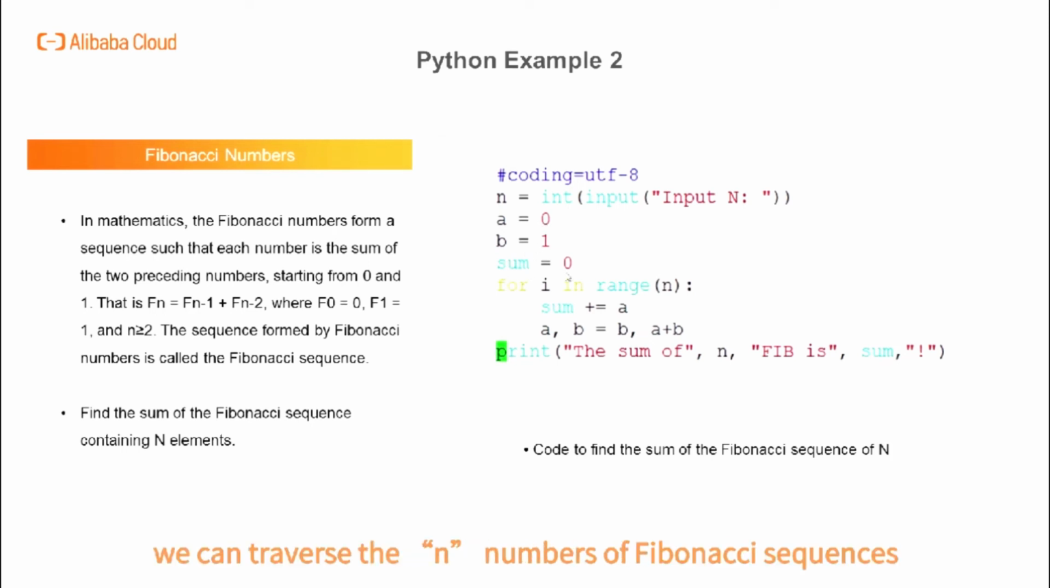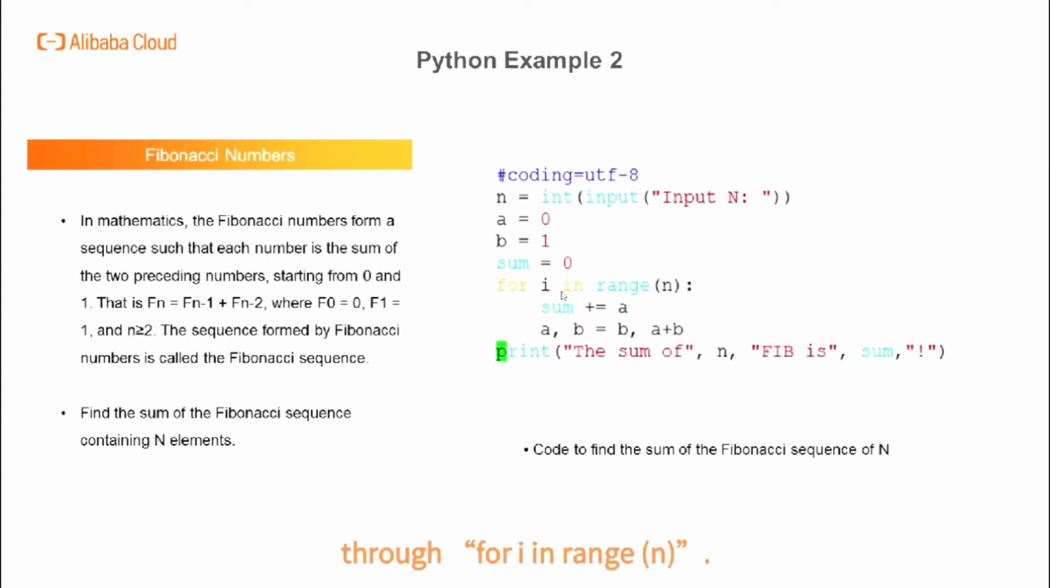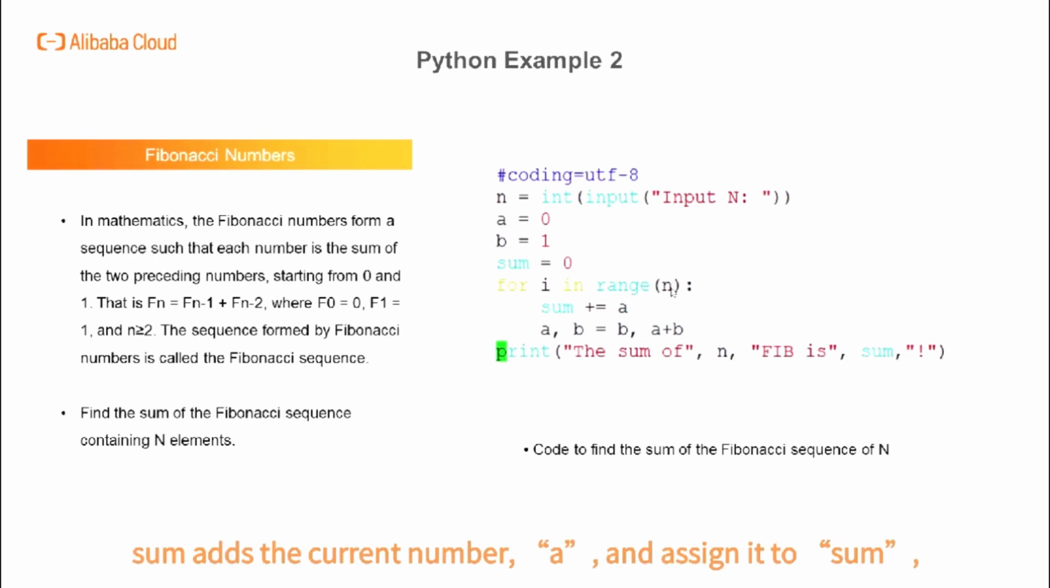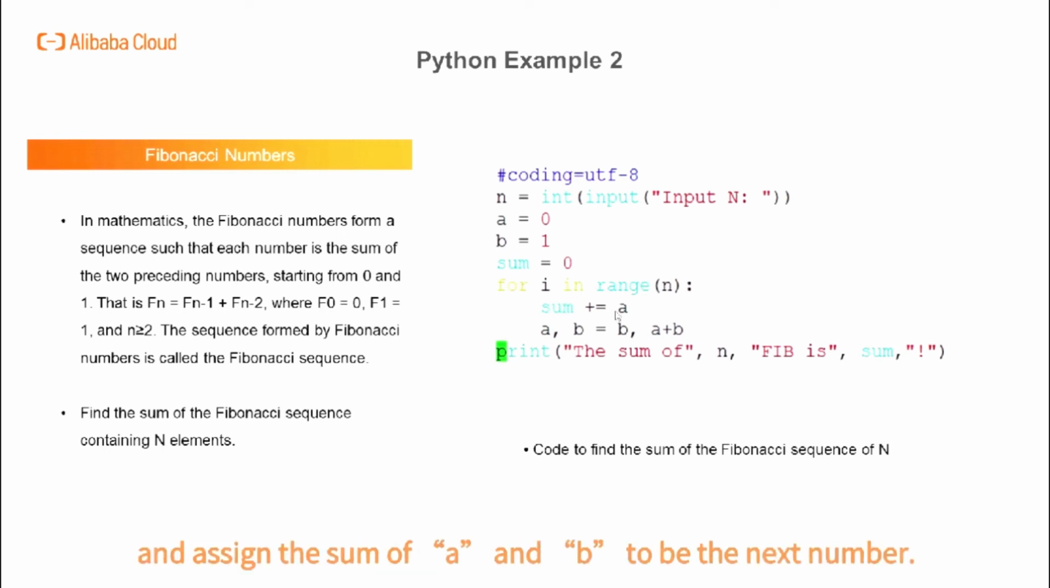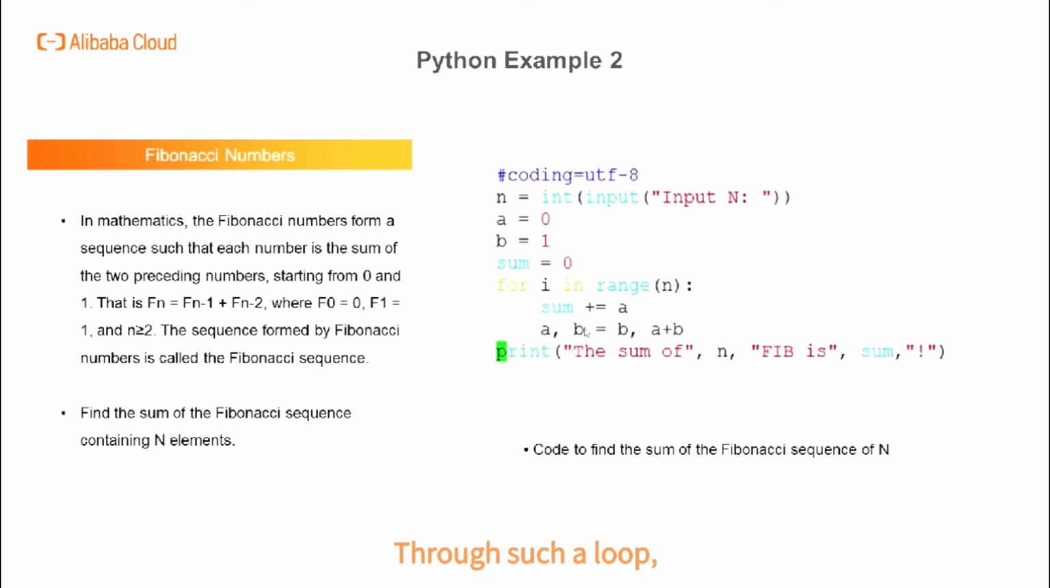After that, we can traverse the n numbers of Fibonacci sequences through for i in range n. For each index, sum adds the current number A and assigns it to sum. After that, we shift to the next index. So we assign the number on the next index, which is B, to be the current number, and assign the sum of A and B to be the next number. Through such a loop, we can finally calculate the sum of the Fibonacci series until the index n.